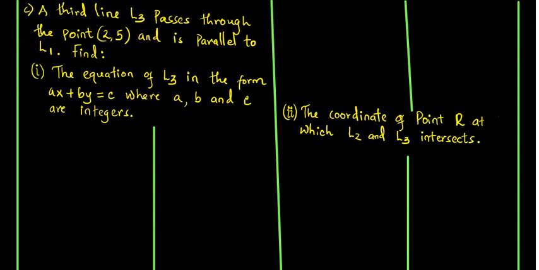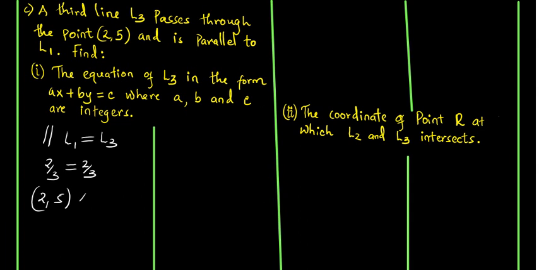For parallel lines, the gradients must be equal. So the gradient of line 1, which is parallel to line 3, should be equal. We already had the gradient of line 1 as 2 over 3. That means the gradient of line 3 should also be 2 over 3.